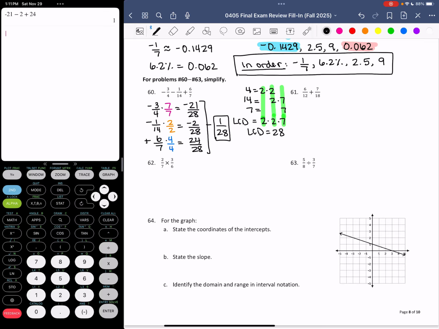Okay. Now you might be asking yourself, why did we even bother doing all of this by hand when we could just type it in the calculator? I mean, sure you can, but I'm just showing you this is how you would do it if you did not have a calculator.